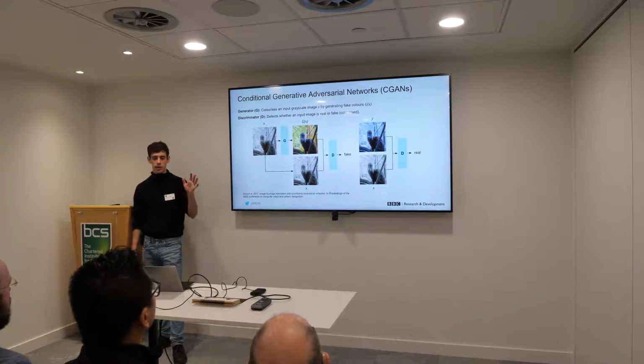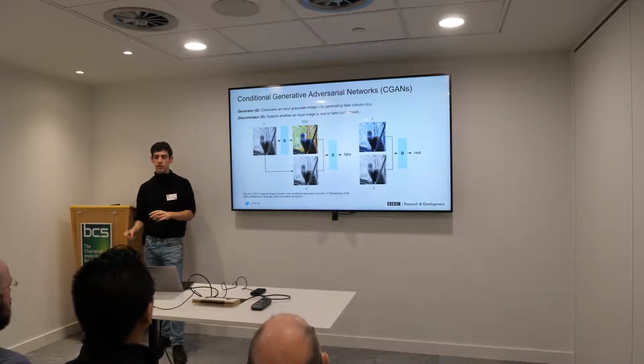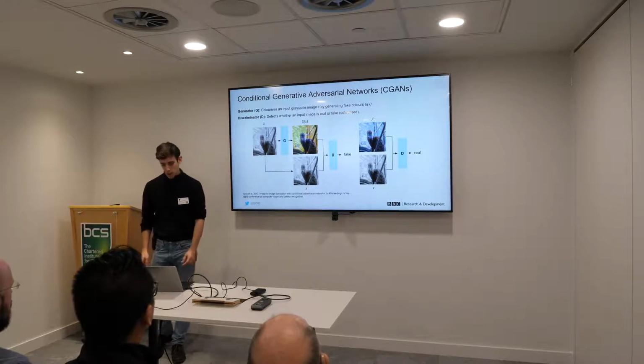So we have a grayscale image. We use a generator to generate fake colors, and then a discriminator to discriminate if this is fake or not, and then get the most realistic colors possible.